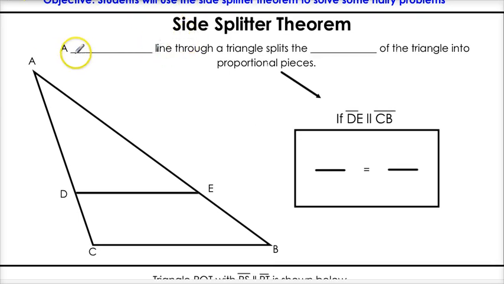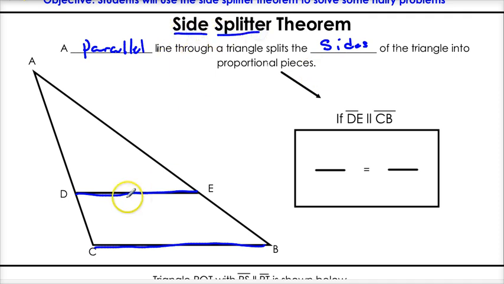So what is the side-splitter theorem? This is what it is. A parallel line, and we know what parallel lines are, they probably look something like these two lines, through a triangle, splits the sides of the triangle into two proportional pieces. You see what's going on here? It's called the side-splitter theorem because a parallel line splits the sides of a triangle. So what does this sentence even mean?